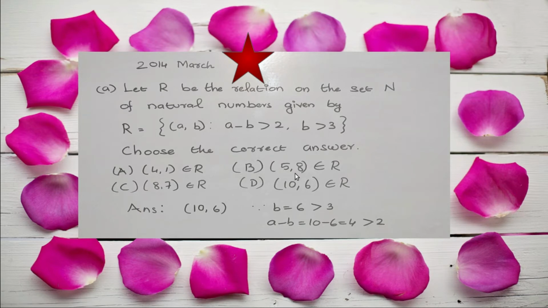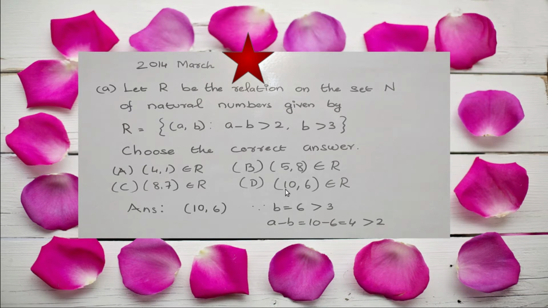Now consider (5, 8). Here b is greater than 3. Now what is a minus b? 5 minus 8 is minus 3, which is not greater than 2. So ordered pair (5, 8) does not belong to R. Now consider ordered pair (8, 7). b is greater than 3. Now a minus b, 8 minus 7, is 1 which is not greater than 2. So ordered pair (8, 7) does not belong to R.